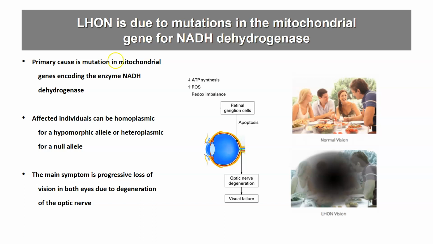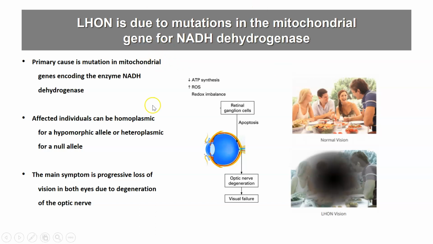For people that are heteroplasmic for a null allele, that means they inherited mitochondria from their mother, some of which are wild type and fully functional, some of which have a null allele and are not functional. So they have a mixture of both wild type and mutant mitochondria. Notice that someone who inherited a null allele and was homoplasmic, meaning all mitochondria had this null allele, would not be able to produce any ATP, so that's not a viable condition.